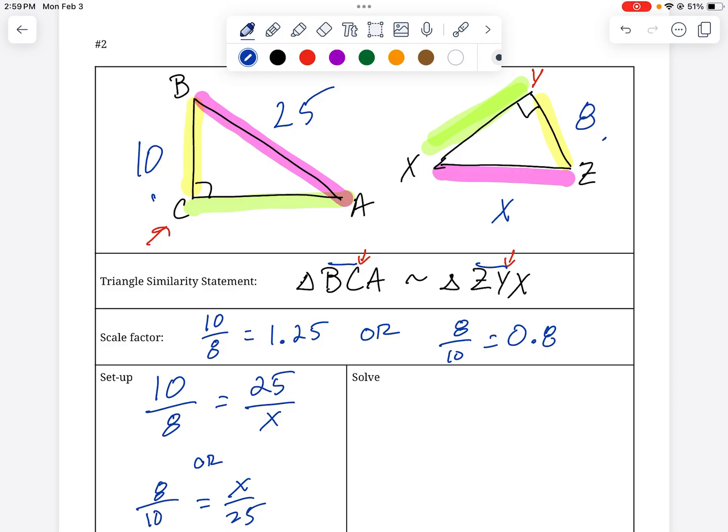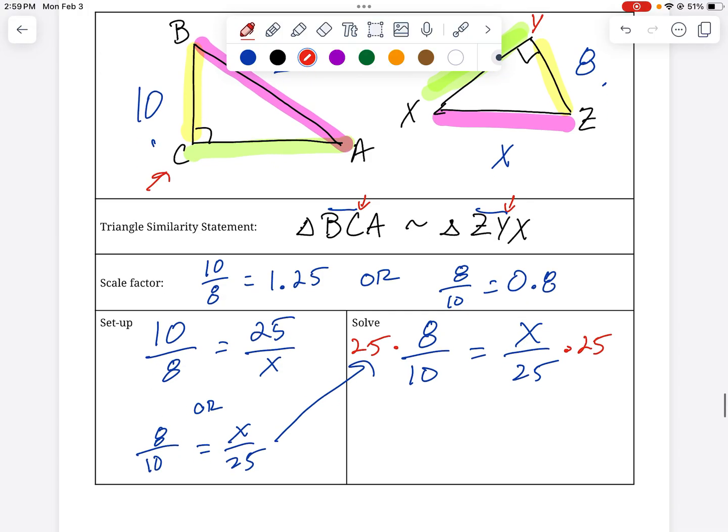So I'm going to use the second proportion here to solve because x is in the numerator. And then I'm just going to multiply both sides by 25. So some people would do 25 times 8 and then divide by 10, and you should get 20.